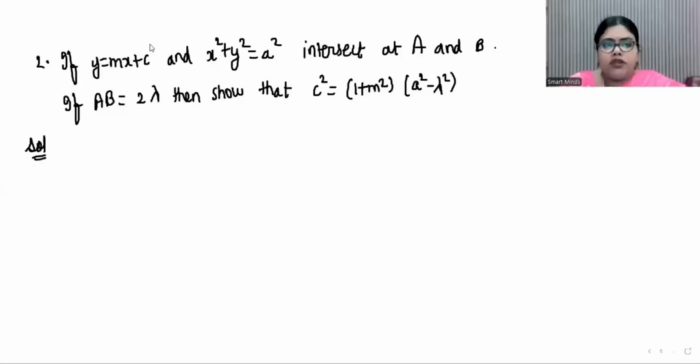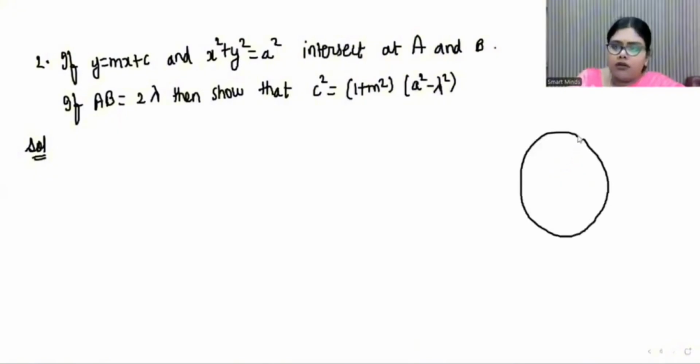Take the next question. If y is equal to mx plus c and x square plus y square is equal to a square intersect at A and B, and if AB is equal to 2 lambda, then show that c square is equal to 1 plus m square into a square minus lambda square. So for this, let us draw a figure.